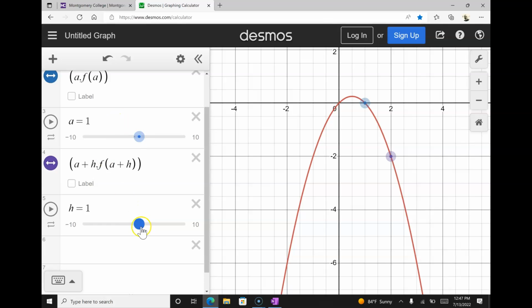And then if I change h, you see just the other point moves further away. So now it's 1.5 away. So the first x is at 1, the second x is at 2.5. Is that clicking with everybody?